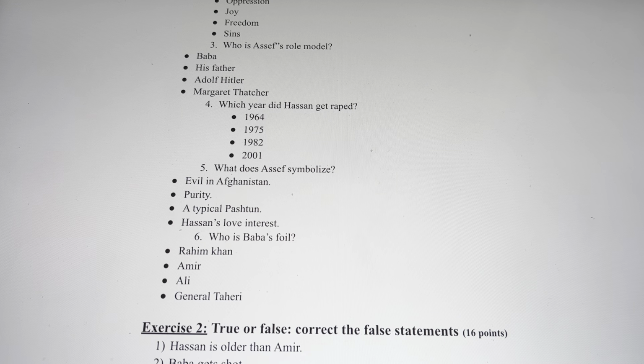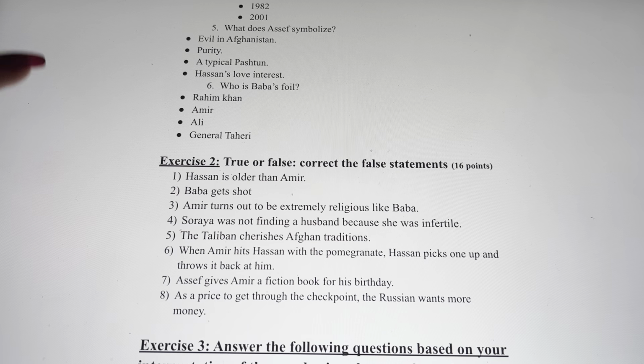And then we have the last multiple choice question, which is, who is Baba's foil? So we have Rahim Khan, who is his best friend. No, he is not his foil, because they're quite alike. And then you have Amir. No, Amir is not his foil. So in the beginning of the novel, Amir always felt like he was so different from his father. But in chapter 4, Amir heard Baba telling Rahim Khan that if he hadn't seen Amir come out of his wife, he wouldn't even think he's his son.